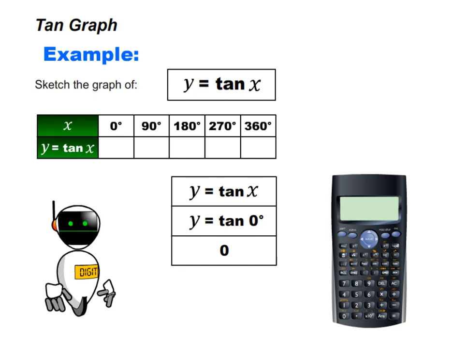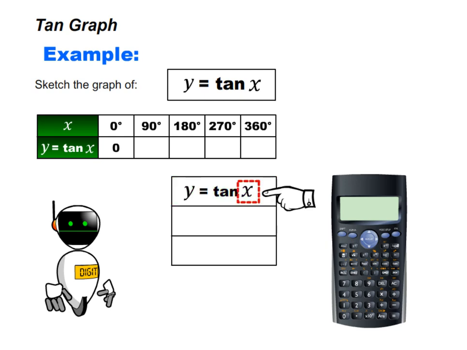Okay, Digit. You get 0 as your answer. This means y is equal to 0. Let us write 0 in the second column, just under the 0 degrees. Look at the table. 0 degrees is here. Y is equal to 0 is here. Let us write our equation again. Y is equal to tan x.